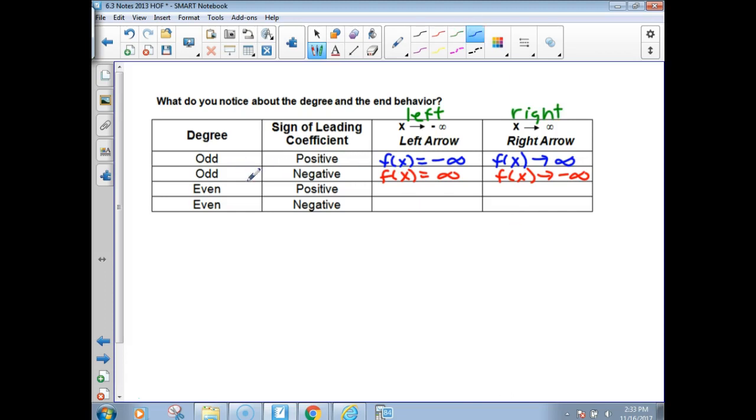And if it was an even function, if the leading coefficient is positive, then the graphs will point up on both sides. And if the leading coefficient is negative, then it's going to be pointing down on both sides.